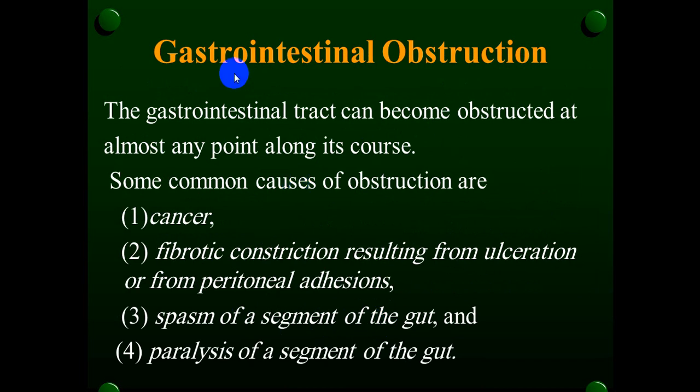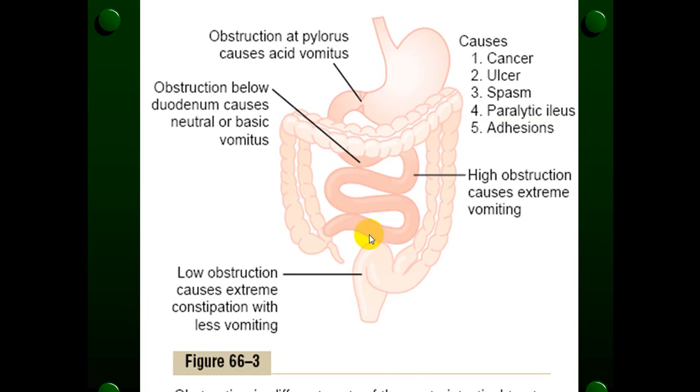And another disorder is gastrointestinal obstruction. This can occur anywhere in the GI tract, and the causes are either cancer, fibrotic constriction resulting from ulceration, spasm of a segment, or paralysis of a segment. So here this figure again shows the causes of obstruction and the site of obstruction.